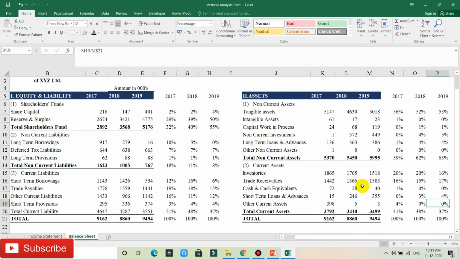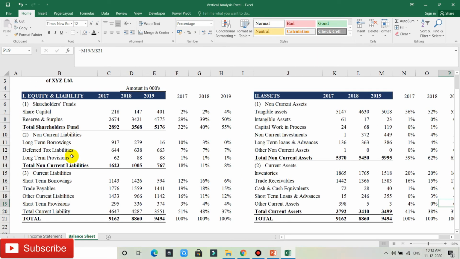So as you can see, we have converted each and every line item of our balance sheet into percentage terms as well, so that it becomes much easier to compare now. And now we can also simultaneously analyze our profit and loss statement and compare how the balance sheet has been affected. So let's make a comparative analysis then.